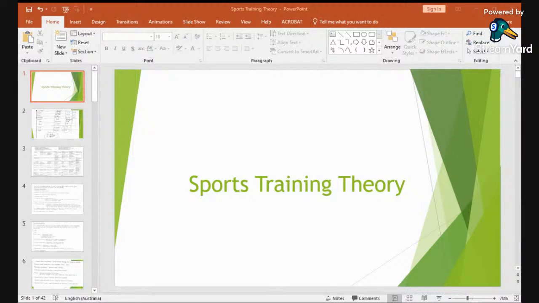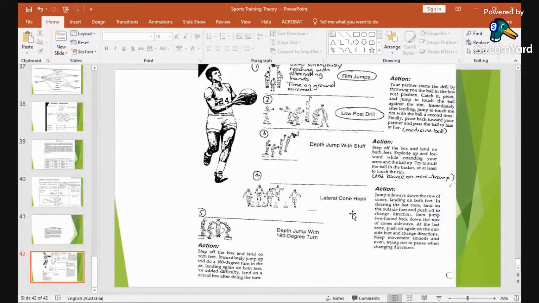Long and short intervals. The work periods used in interval training must be specific to the activity. Long intervals have periods that last up to 3 minutes. Okay, and now an example of some drills with basketball: 180 degree turns, lateral cone hops, depth jumps, low post drills, and rim jumps, and that is all.